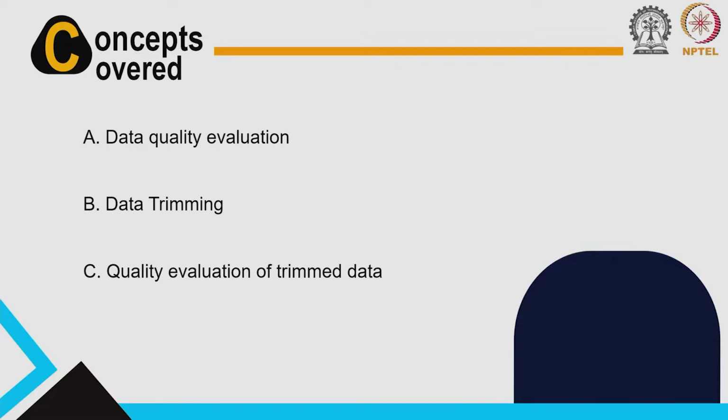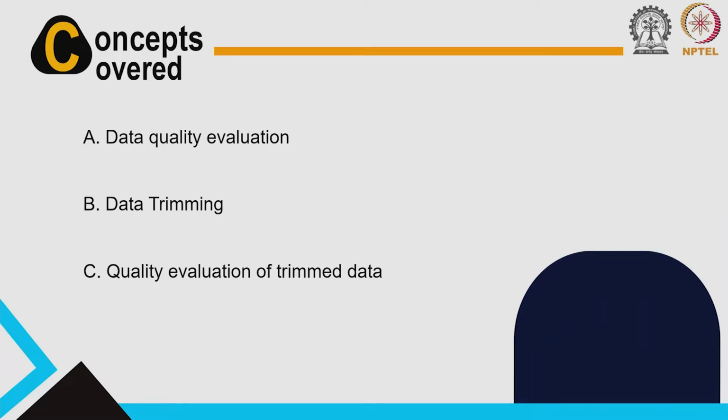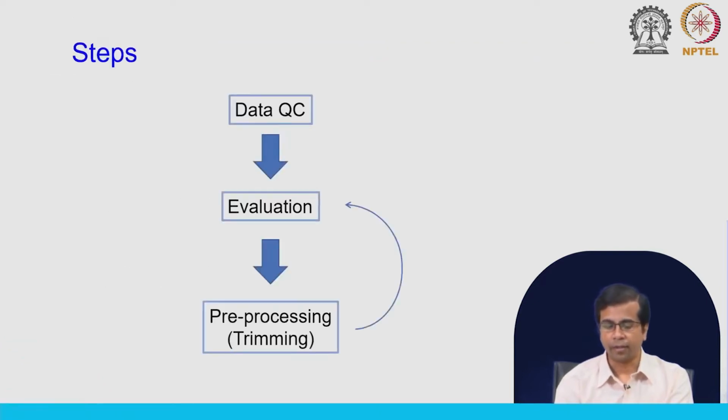One is data quality evaluation on the results that we have already generated, then we will do data trimming if it is required, and finally, after we have done trimming, we need to redo the quality control to ensure that the trimming is working fine and we have removed the problem that we had in the beginning. This is something that we will discuss. These are the steps that we will be following.